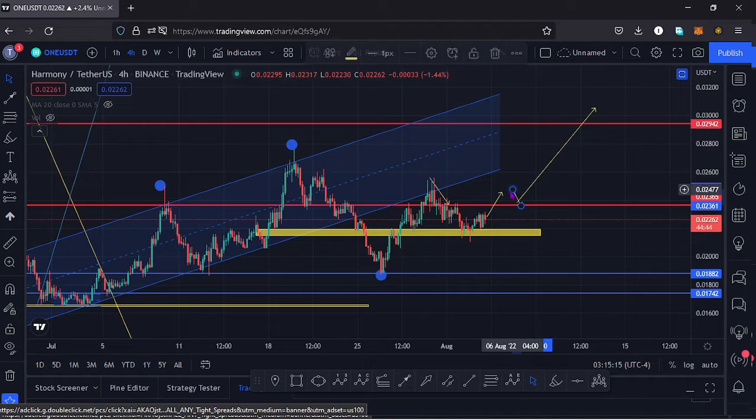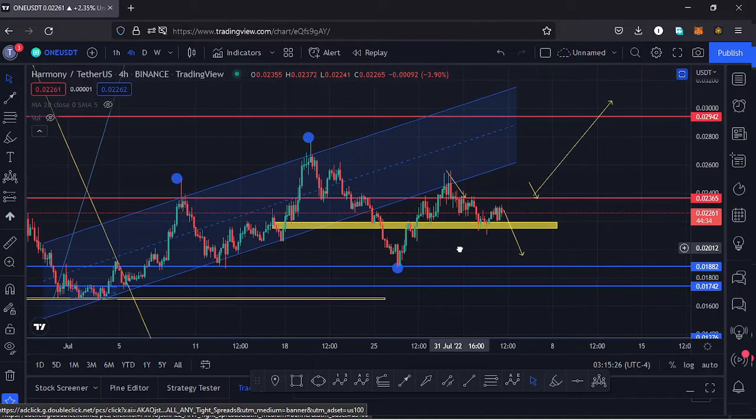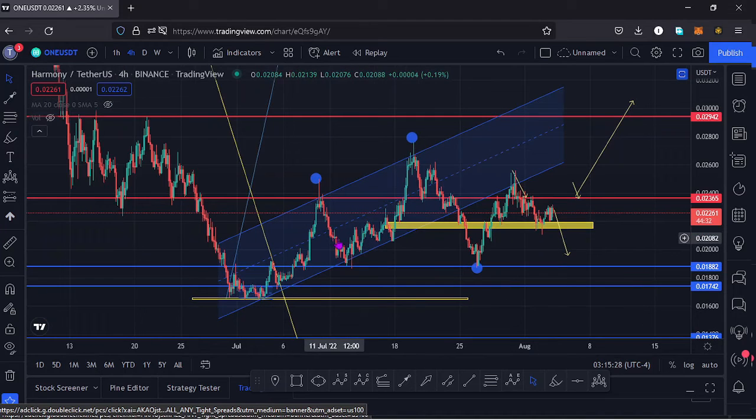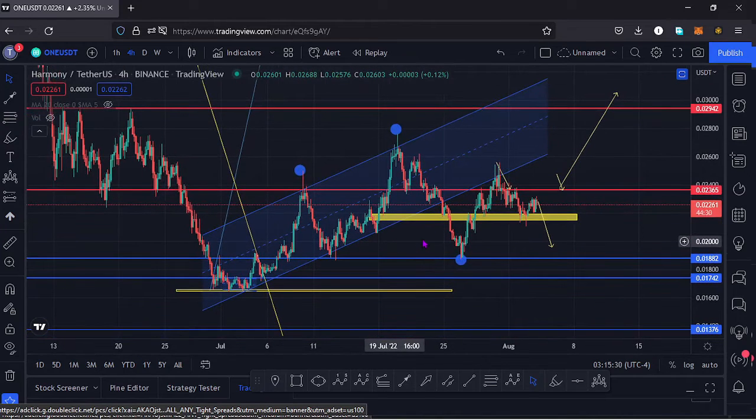If we do not manage to break above this key area of resistance and maybe even lose this key area of support down here and continue unlocking lower prices, that will be completing the formation of a chart pattern here on this chart, which is a head and shoulders pattern.